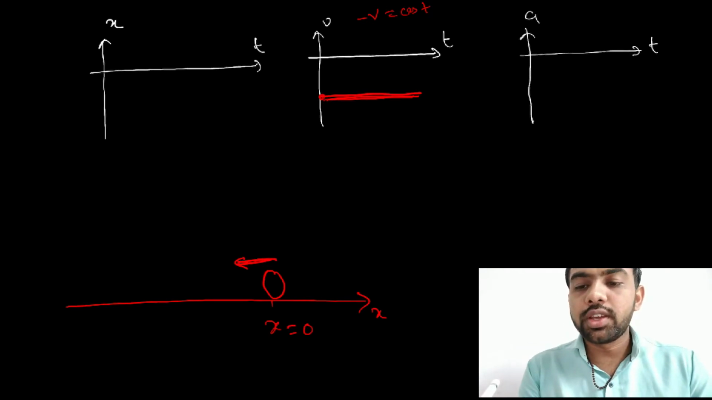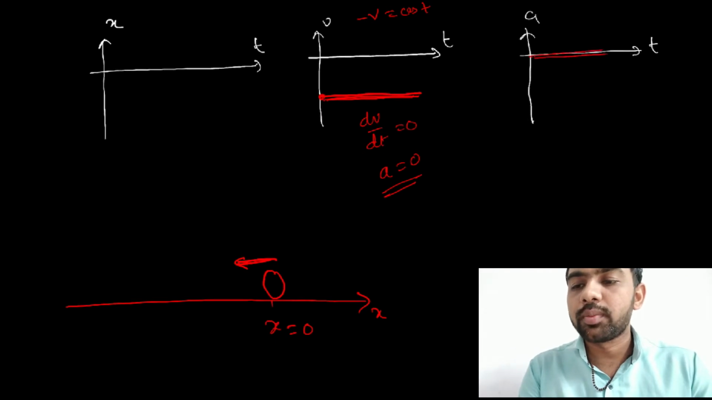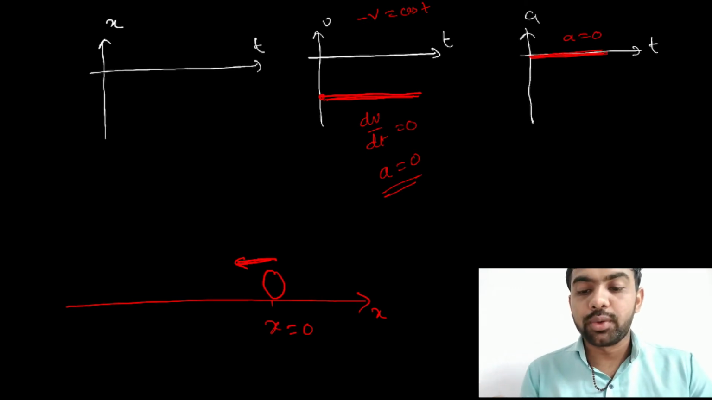So here again, dv by dt is equal to what? 0. Slope is equal to 0. It means acceleration is 0. So acceleration here too will be 0, but v is negative, which means the slope is negative.